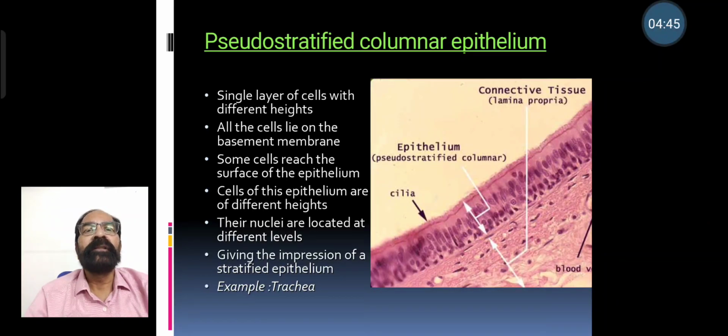Pseudostratified columnar epithelium. It is a single layer of cells with different heights of the cells on the basement membrane. Some cells reach the surface of the epithelium. Cells of this epithelium are of different heights, so their nuclei are located at different levels, giving the impression of a stratified epithelium, and the example is trachea.